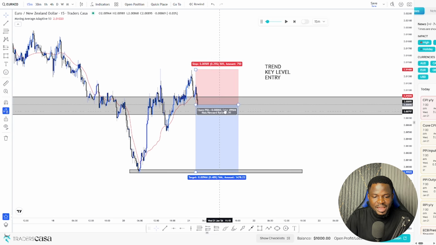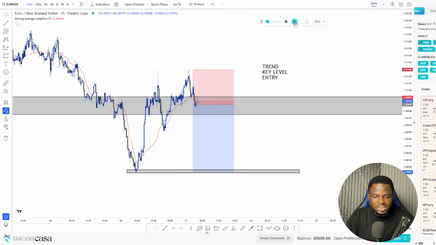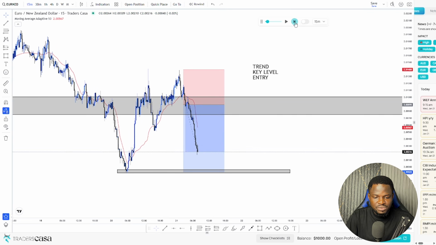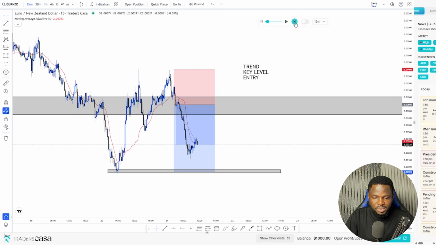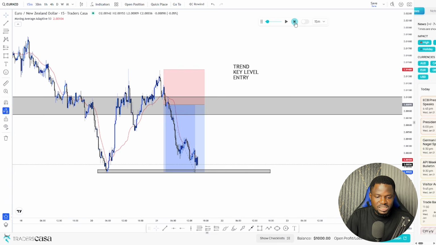So now we have everything set. So let's play the candlesticks and see what the price action will offer us on this trade. Price is moving towards our take profit level right now. As you can see, we are a few pips away from the take profit level. We want the price to smash it. Finally, the price action smashed our TP zone.